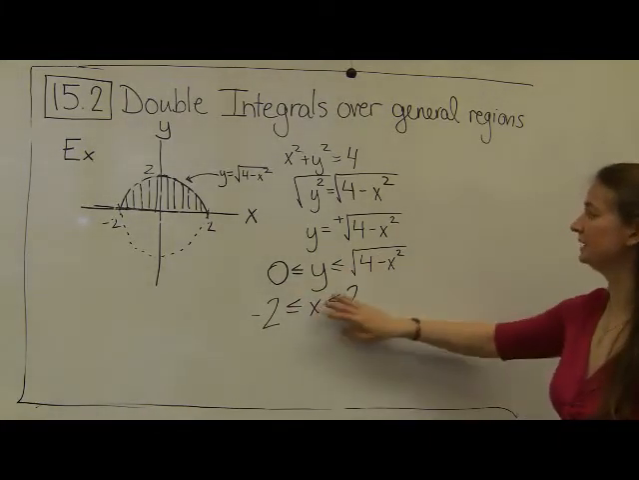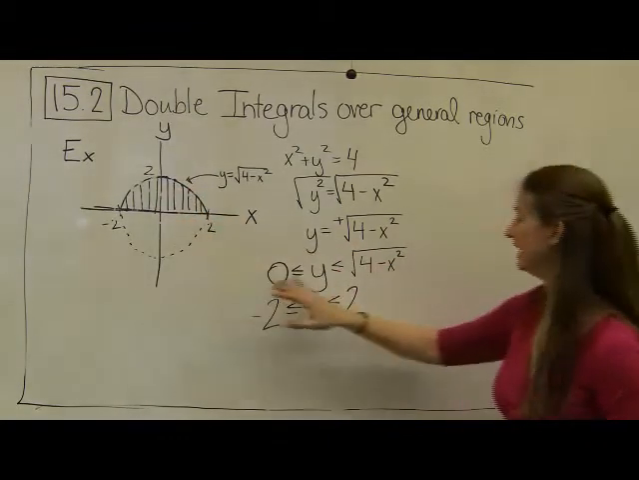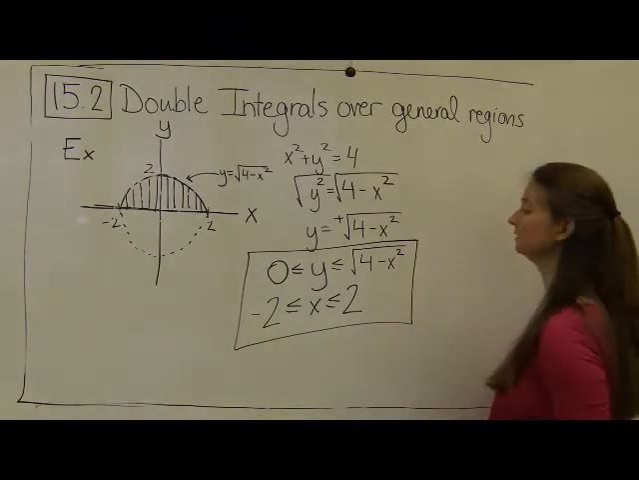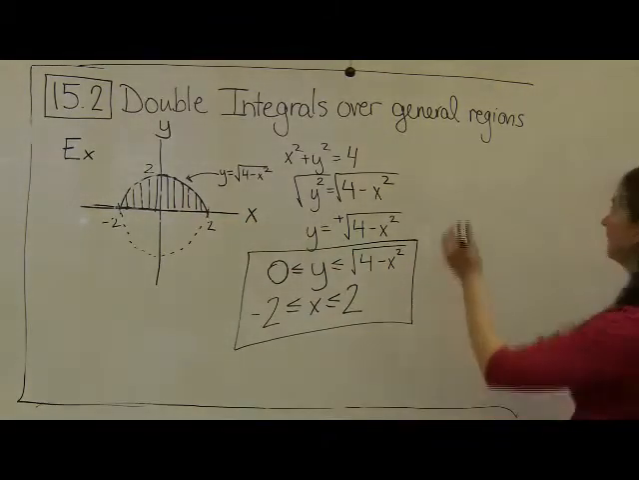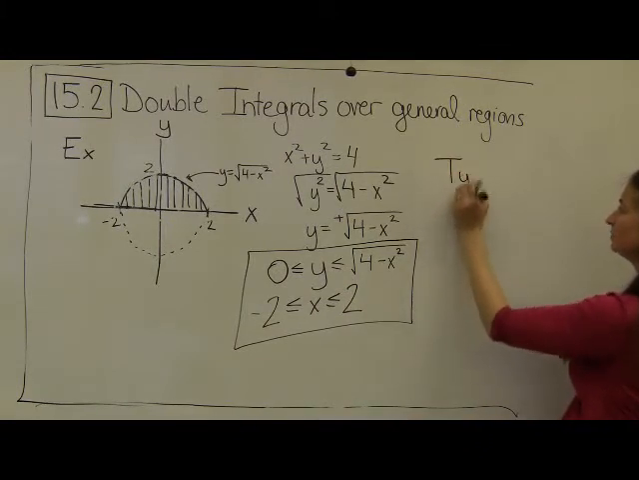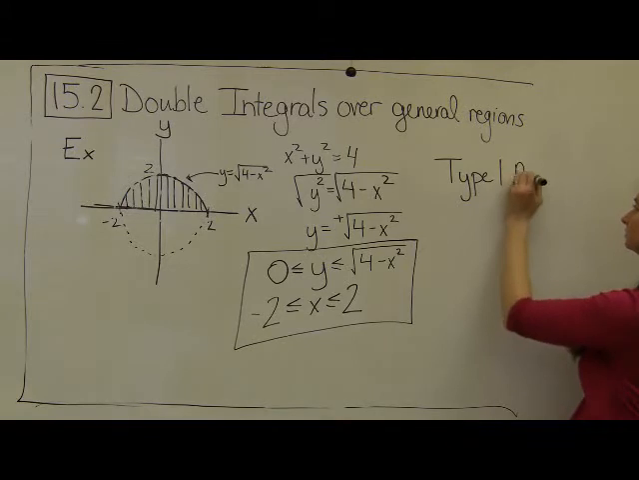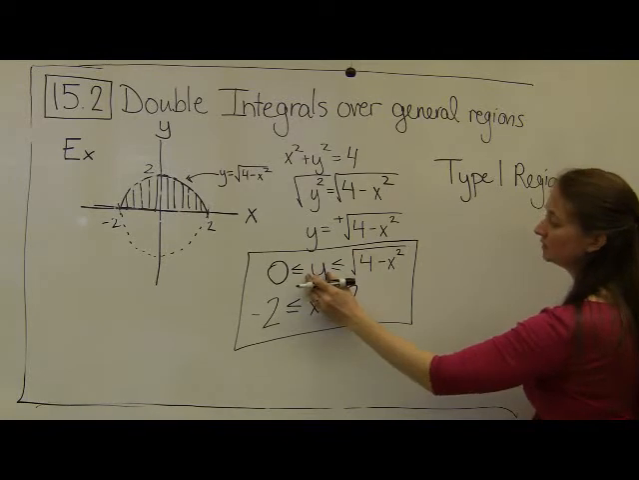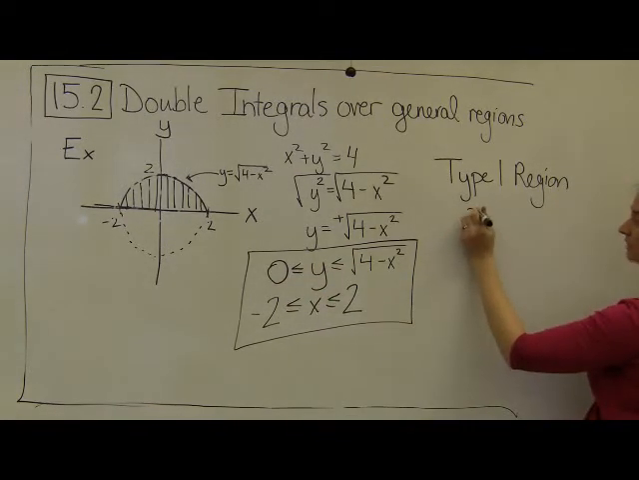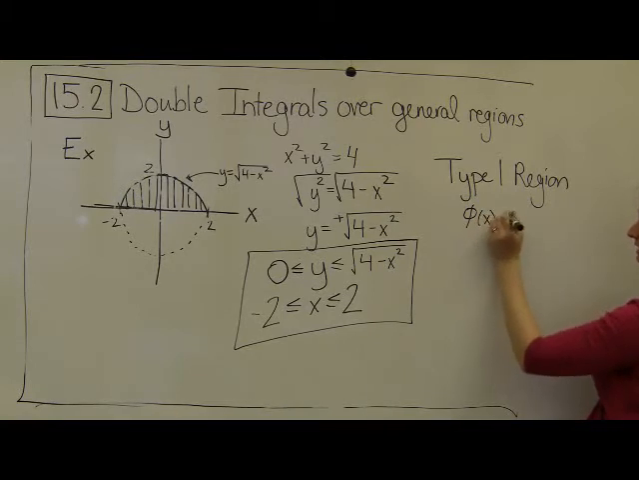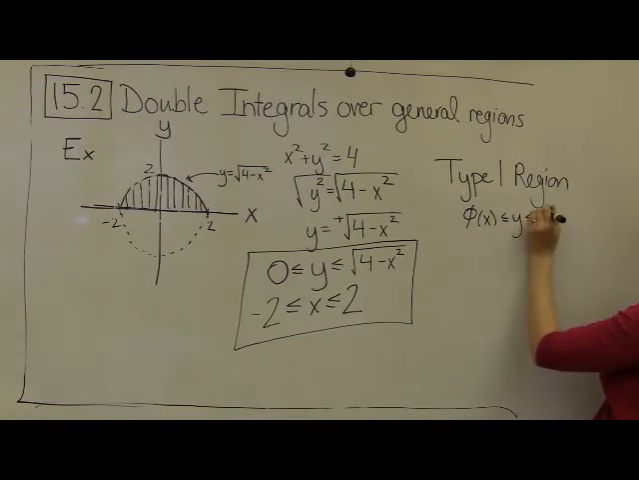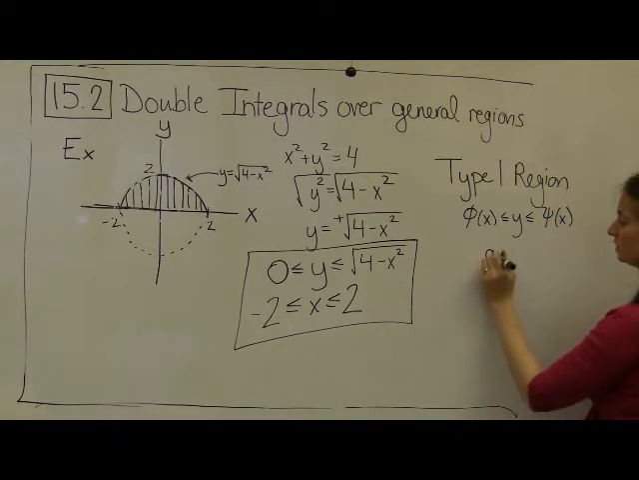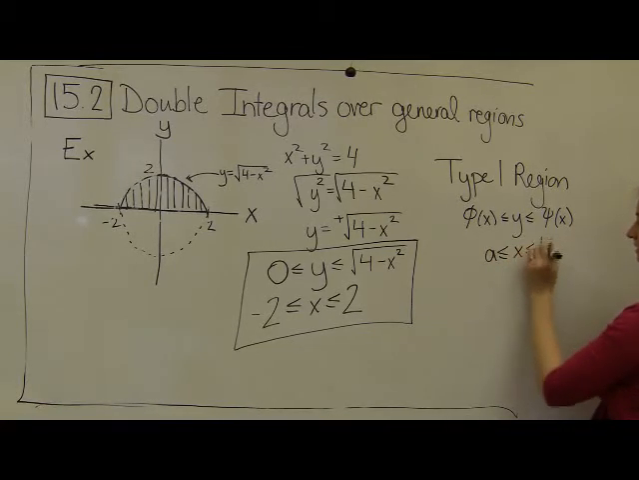So what we've just described here are the bounds on this region, and this is the way that I would describe the bounds on the region. This particular example I'm going to call a type 1 region, and we'll see some more examples as well. Type 1 regions, in general, are given where the bounds on my y values are functions of x. So sometimes we call it phi of x is less than or equal to y is less than or equal to gamma of x, whereas my x values are just going to go from constant to constant.